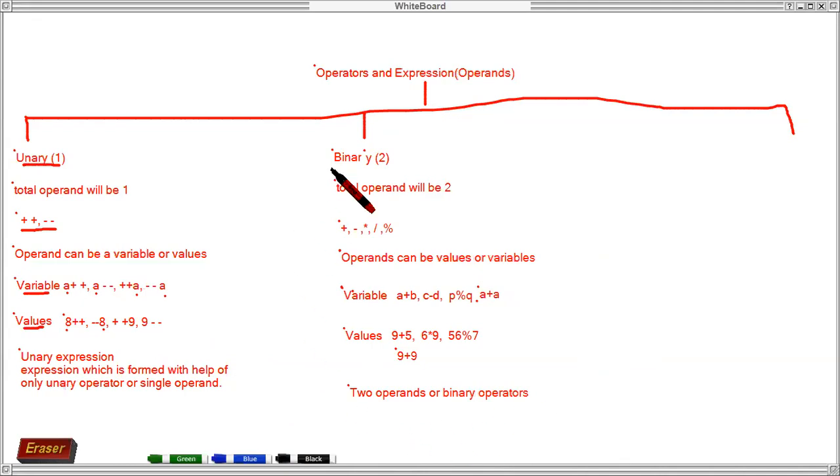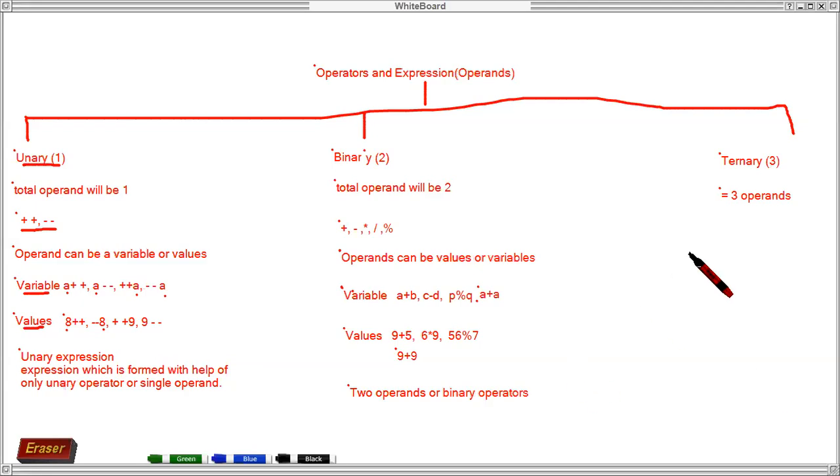Now the last part is the ternary. The ternary part is a little bit complex, but still, ternary means 3. So how will we define it in the form of 3? That is three operands, not less, not more, but exactly equal to three operands.